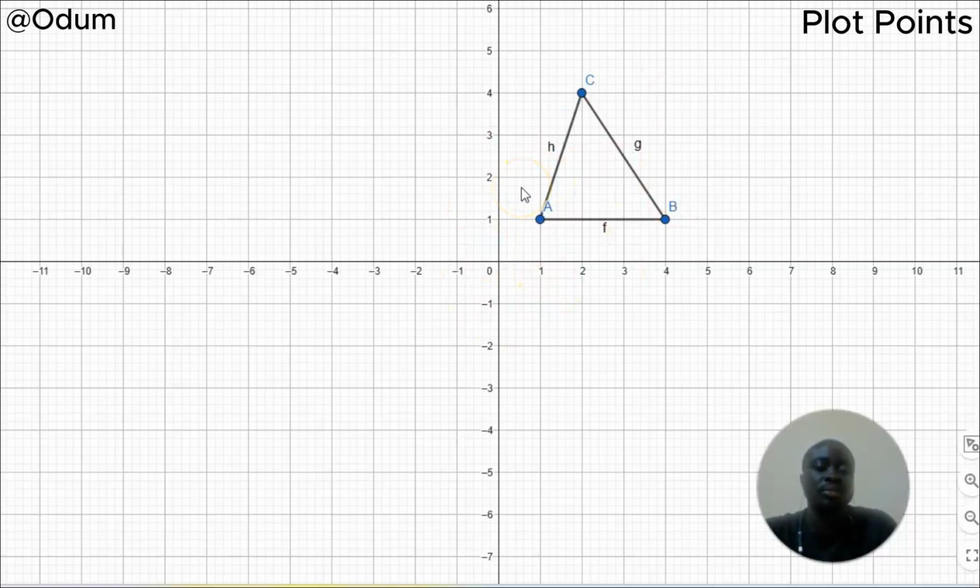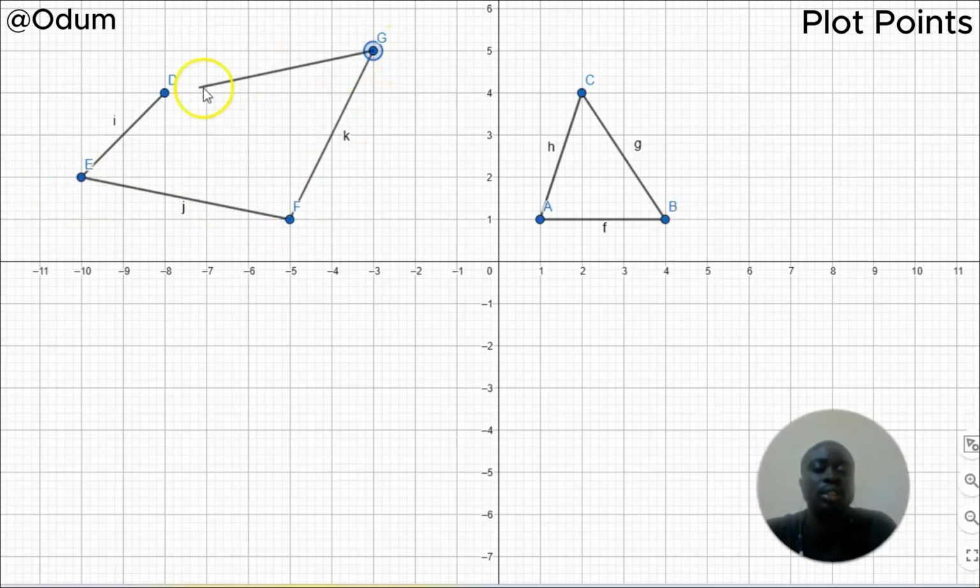So we can have shapes depending on the points we have. So let's see, we can have a quadrilateral. A quadrilateral is a four-sided shape or figure. So let's say we have a point here, we have another point here, another point here, and another point here. You can join these to form a quadrilateral. Just join this to that, this to that, this to that, then join this to that. So you have a quadrilateral.